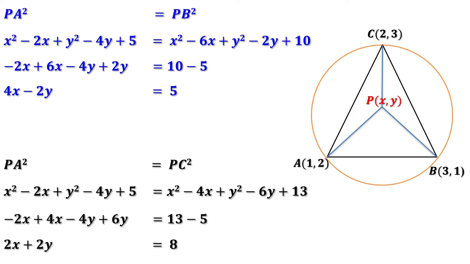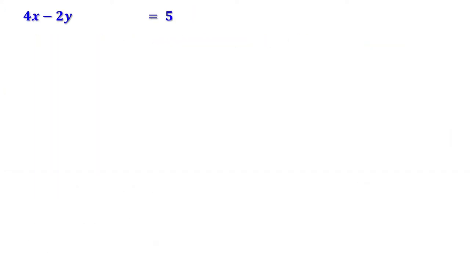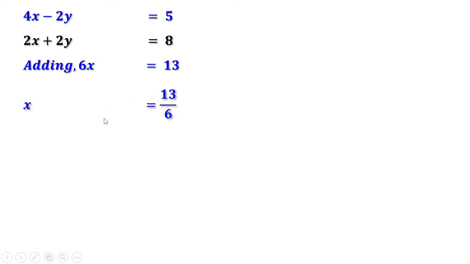So we got two equations now. Let us take them together. 4x minus 2y equal to 5 and 2x plus 2y equal to 8. Let us add them together. 4x plus 2x is 6x, minus 2y plus 2y is 0, 5 plus 8 is 13. So we get 6x equal to 13. Taking 6 on the other side, we get x equal to 13 by 6.